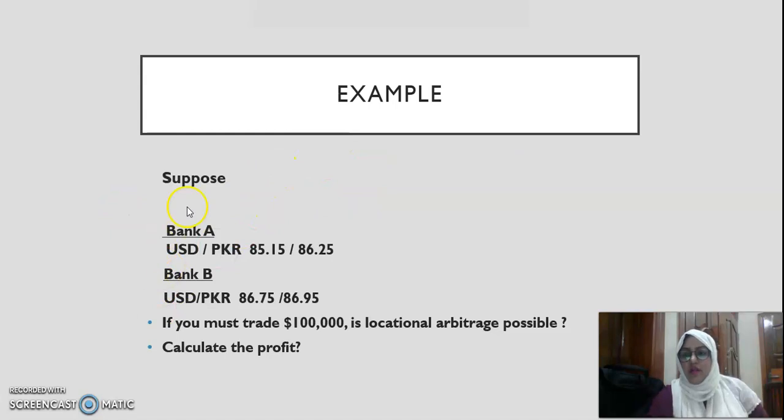Here is an example. Bank A has a quote of US dollar per PKR of 85.15, 86.25. The first one is the bid rate, and this is the ask rate. And bank B is buying dollars from you at 86.75 and selling you dollars by charging you 86.95 rupees, in PKR. So if you must trade $100,000, is locational arbitrage possible? We have to calculate the profit as well.